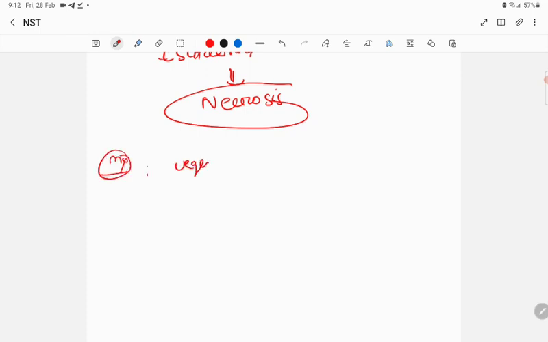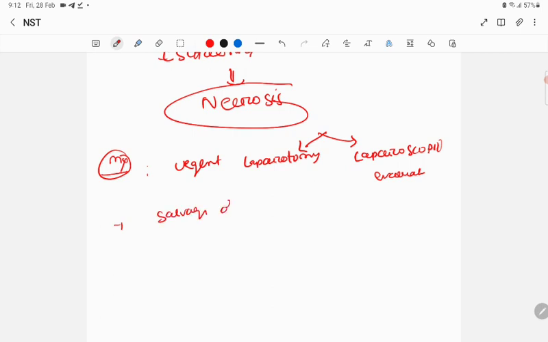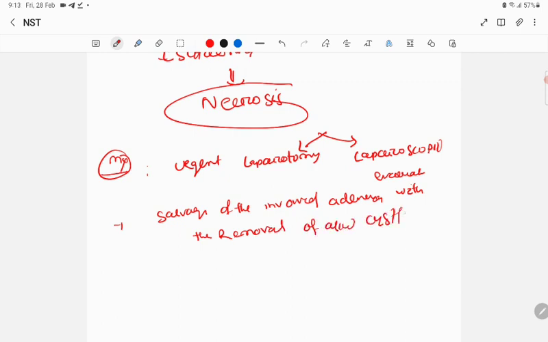So next, how will you do the management if you get an ovarian torsion? Urgent laparotomy, or you can go for laparoscopic evaluation. What will you do? Salvage of the involved adnexa, with removal of the associated cyst or tumor, and possibly the goal should be oophoropexy.